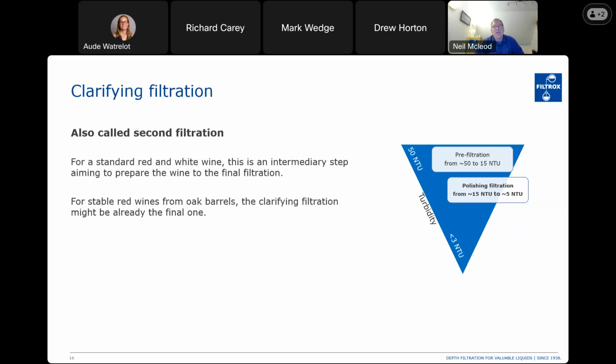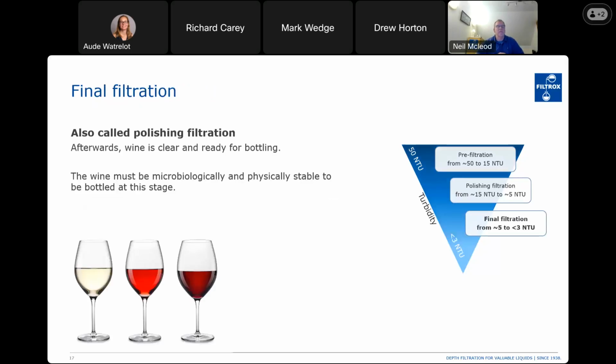After the first pre-filtration, we would look at a clarification or polishing filtration, and this would be a standard intermediate step for most wines prior to final filtration. For stable red wines from oak barrels, the clarification might already be the final stage for this type of wine. Also called polishing filtration, we can get to a final stage. The wine is clear and ready for bottling. It must also be microbiologically and physically stable to be bottled at this stage.